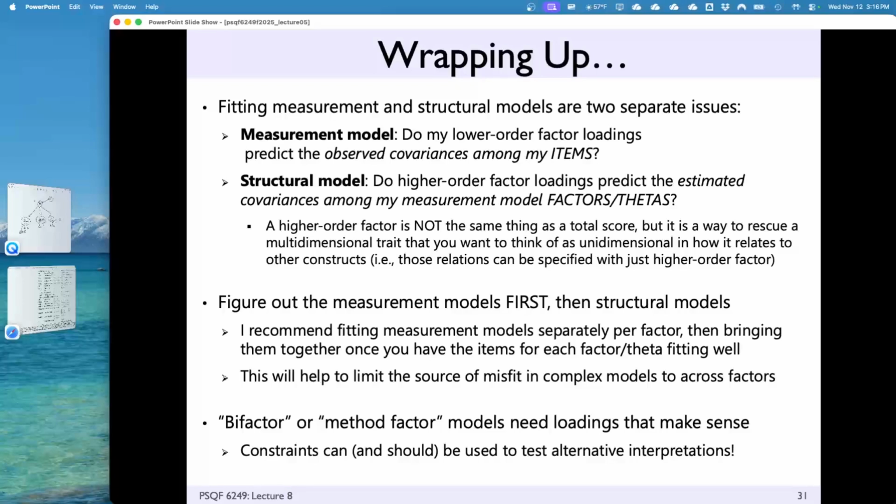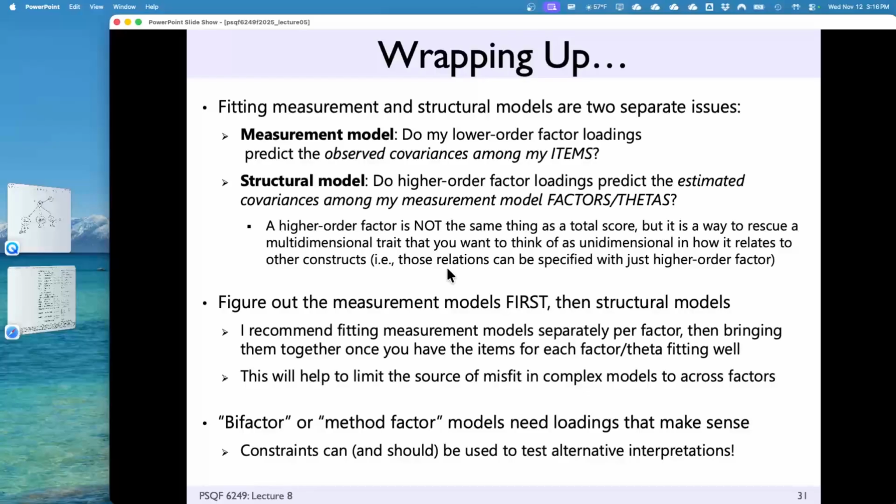Fitting measurement and structural models are two different issues. The measurement model is the lower order factors. I said we have to start there and estimate that model, and then we worry about the higher order factors or something else, right? So the measurement model includes: am I going to treat these as method factors? Am I going to treat these as a higher order? Do I have a bifactor model? How am I doing that? A structural model then becomes, do I have higher order factors in what I'm doing, right? In almost everything that we do in SEM, this is going to play out. This is a concept that really holds.